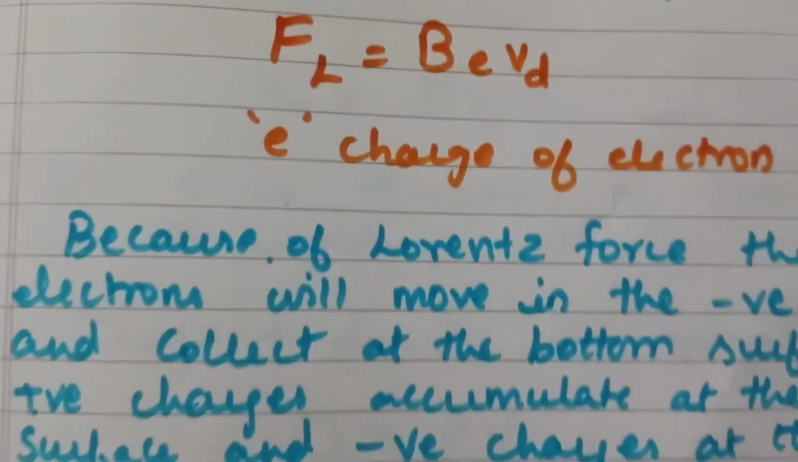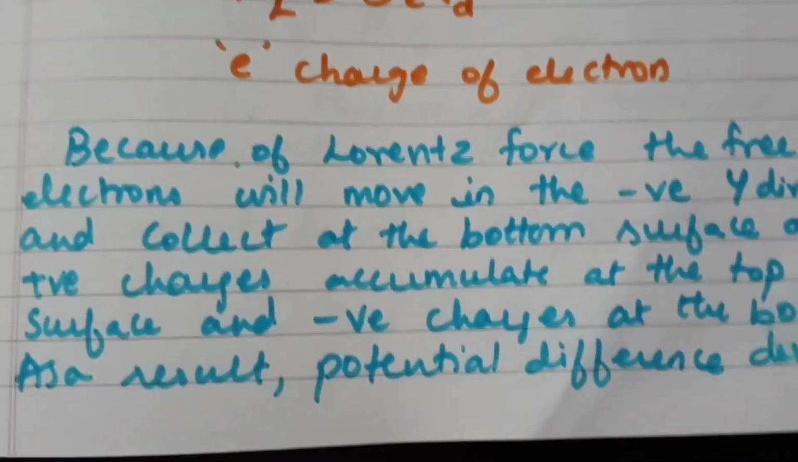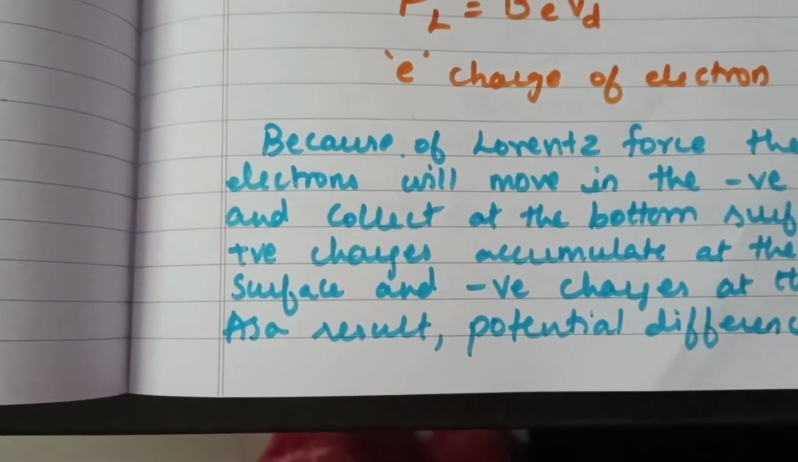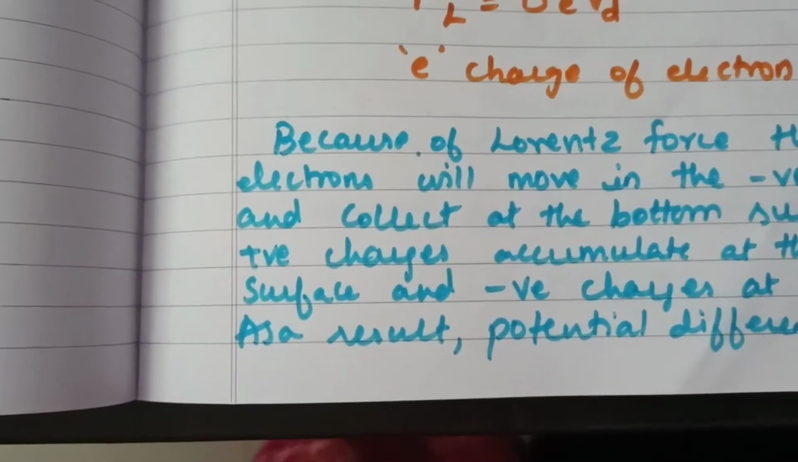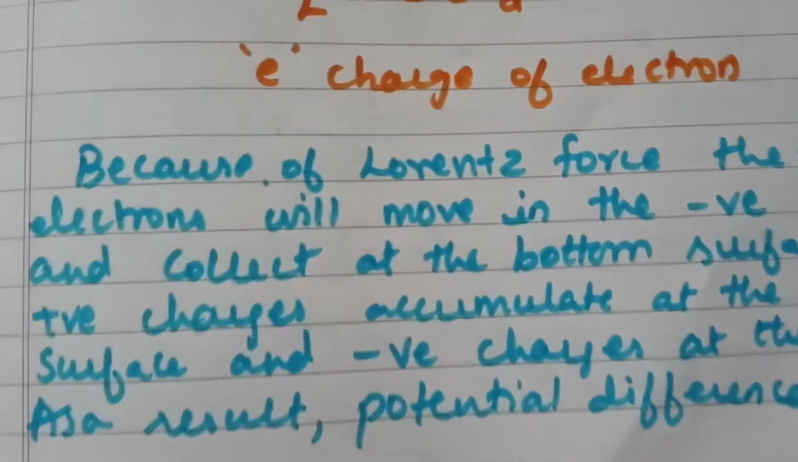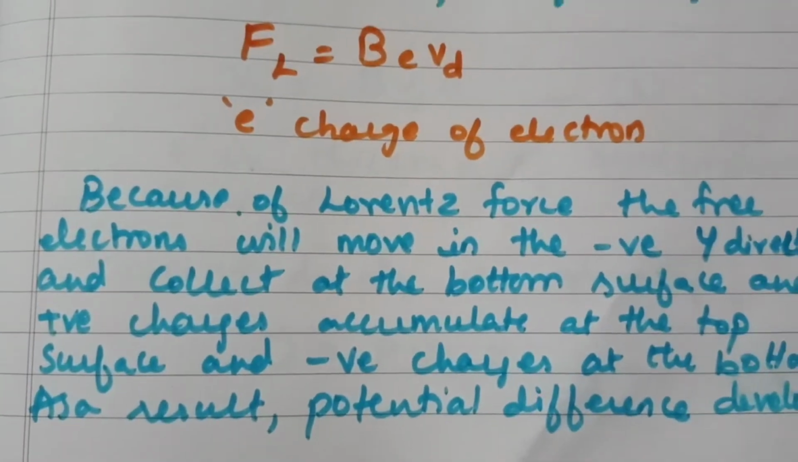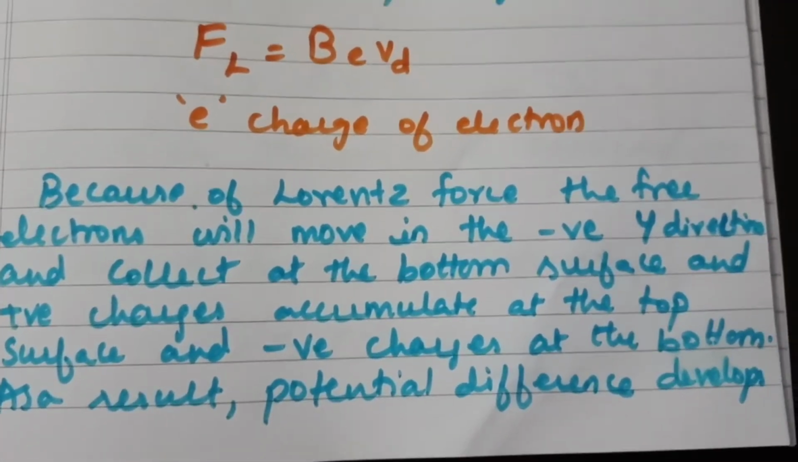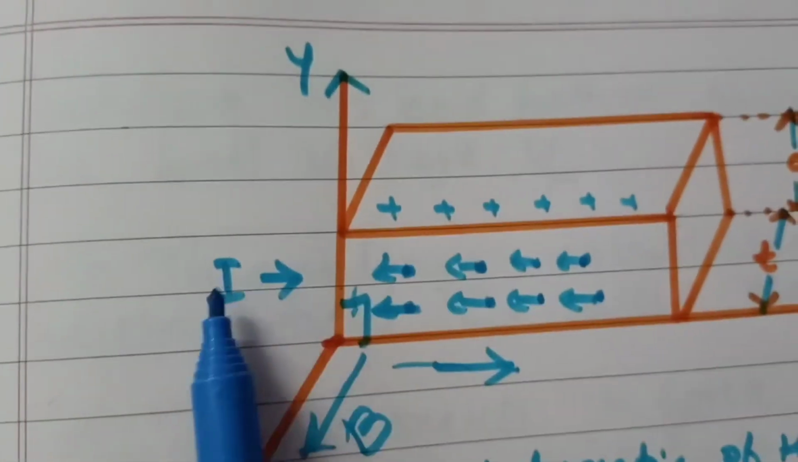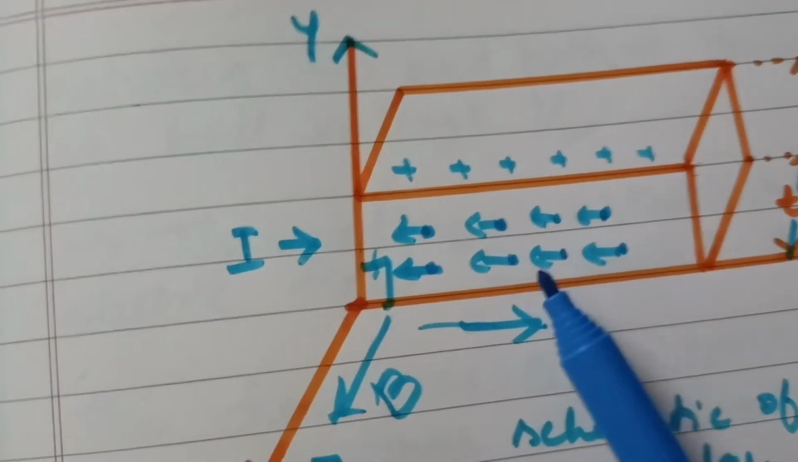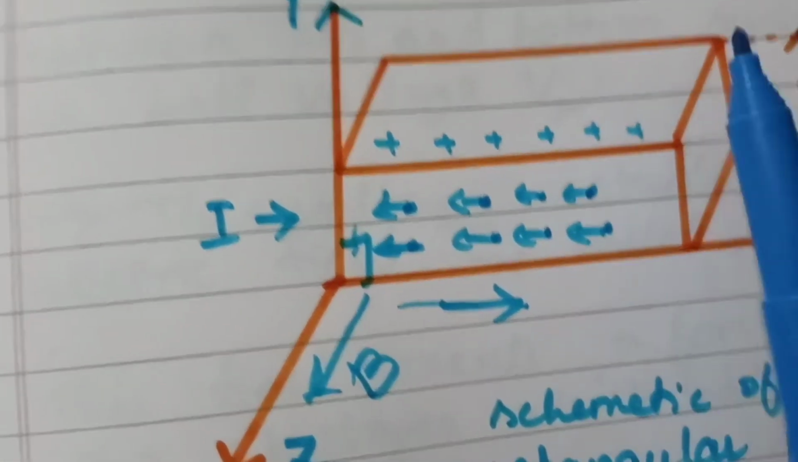Alright, after this, because of the Lorentz force, the free electrons will move in the negative Y direction and collect at the bottom surface, and the positive charges accumulate at the top surface and negative charges at the bottom. As a result, a potential difference develops. Obviously, these electrons are moving in this direction. Electrons have negative charge, and the positive charge will be accumulated on the top of the surface.